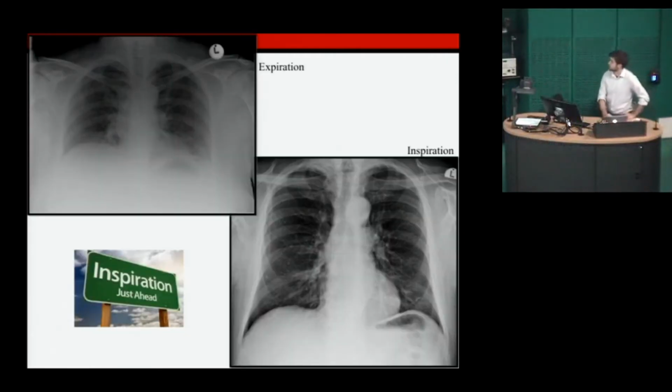So for inspiration, again two images of the same patient, one in expiration, you might comment on blunted costophrenic angles, you might talk about the haziness, potentially you could call it consolidation, where in fact it's just the patient hasn't taken an adequate inspiration. So how many ribs should you see in an adequate inspiration?